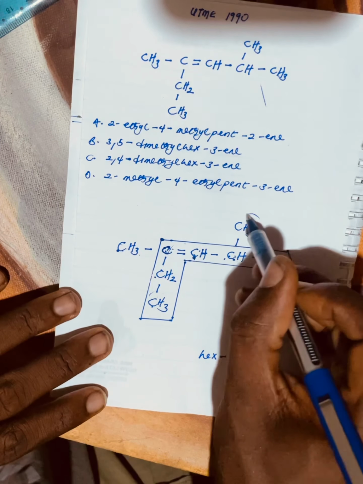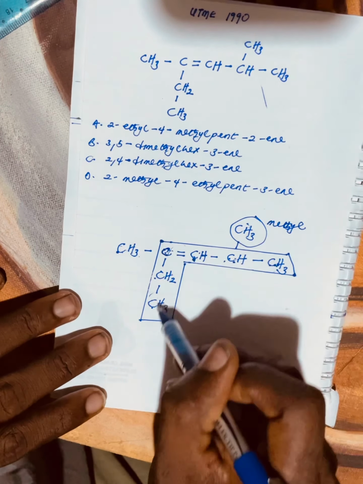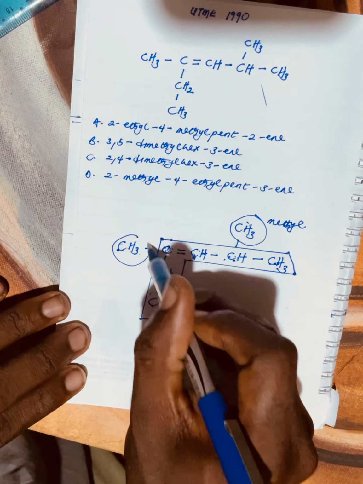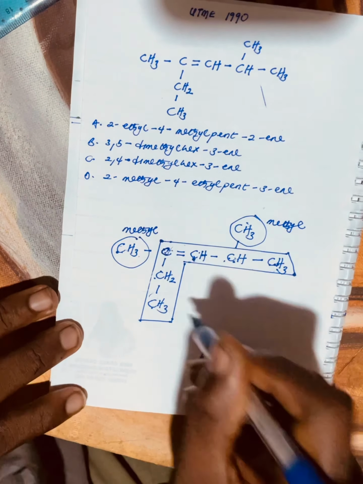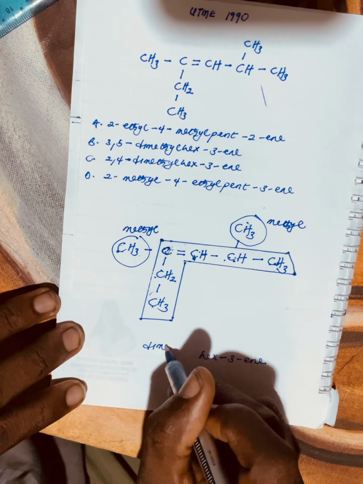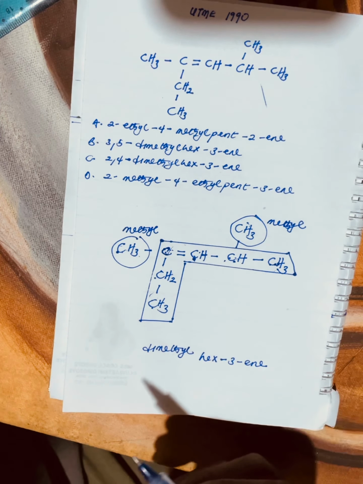Now this CH3, which is methyl, is not part of this longest chain, so it's a substituent or a branch. It is also methyl, so it means there are 2 methyls in this compound. So we'll call it dimethyl. However, we must put the location of the methyls.